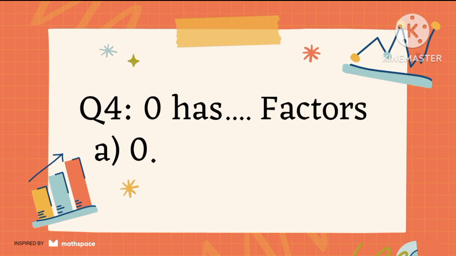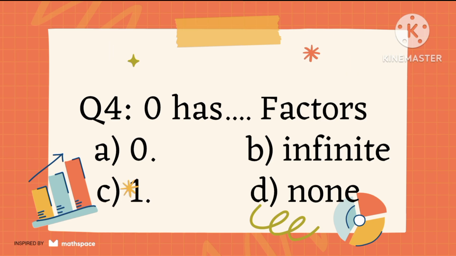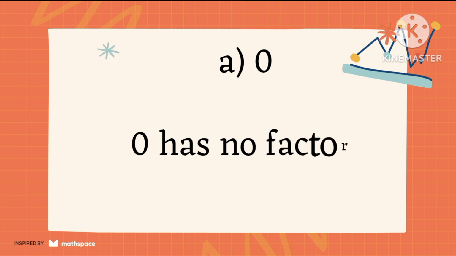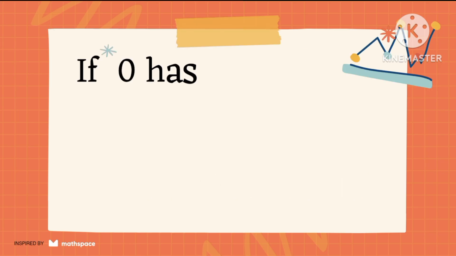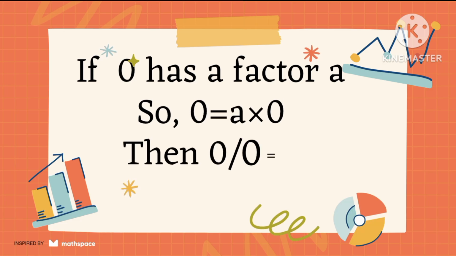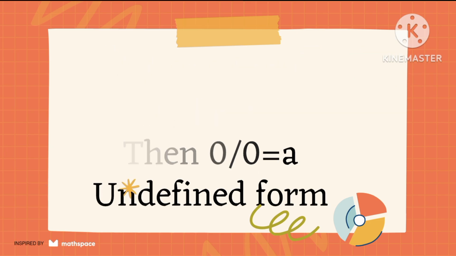Question number 4, 0 has how many factors? 0 has 0 factor, infinite factor, 1 factor or none. 0 has no factor, means 0 has 0 factors. By factorization rules 0 को हम किसी भी नंबर पर डिवाइड नहीं कर सकते। अगर डिवाइड कर सकते तो फिर उसको किसी नंबर का मल्टीपल लिखेंगे और उसके साथ if 0 has a factor of a, so 0 is equal to a multiplied by 0, which leads to undefined from 0 by 0 is equal to a.